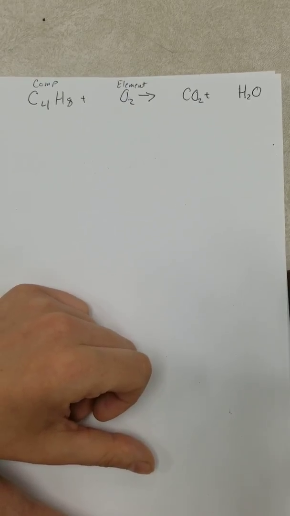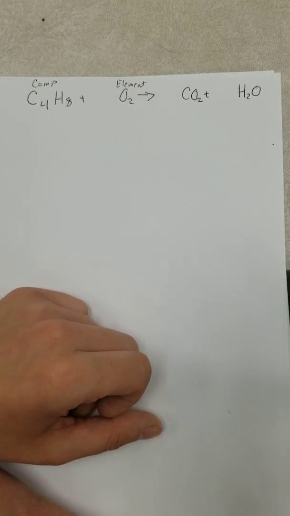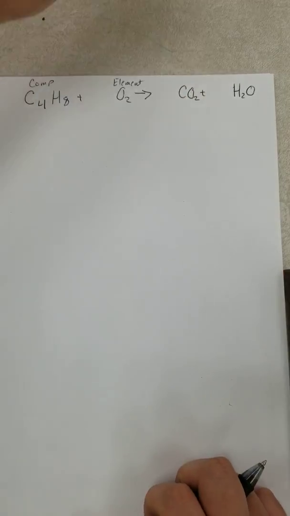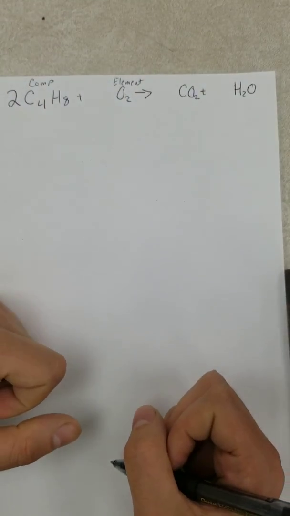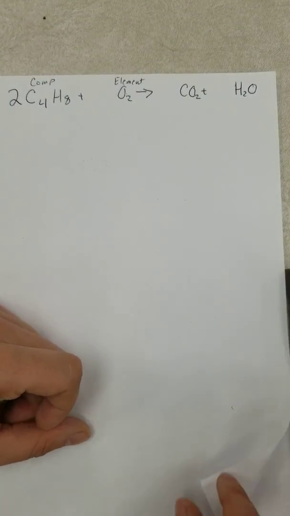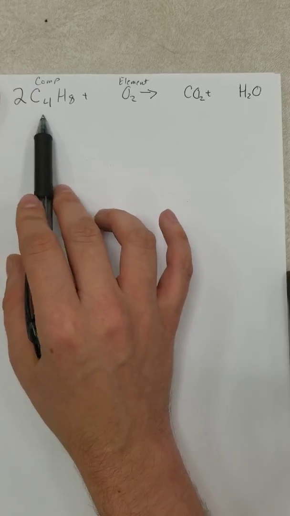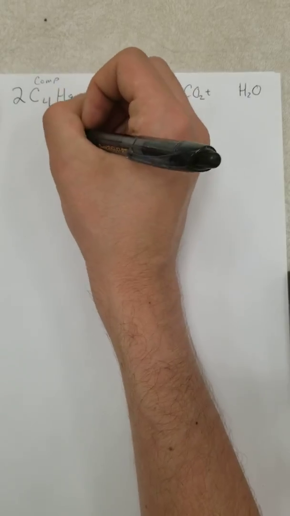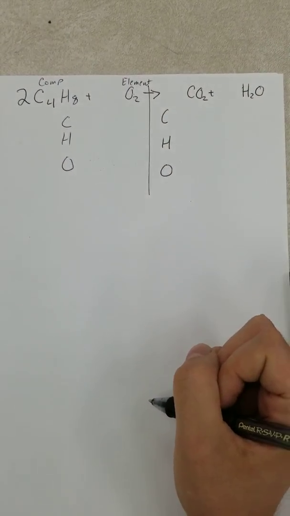Now comes the hard part of the combustion reactions, and that's balancing them. Whenever you start a combustion reaction, the easiest thing to do is to start off with a 2 out in front. And it might disappear later on, and I'll talk about that, but just to start off with, just start with a 2 in front of your carbon molecule. So now we need to list off carbon, hydrogen, and oxygen.